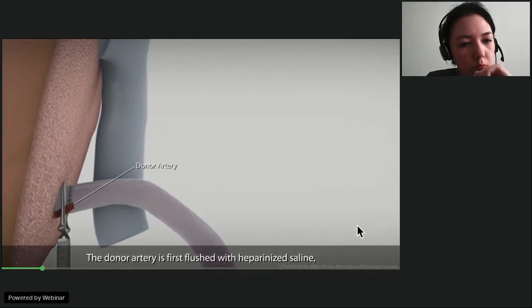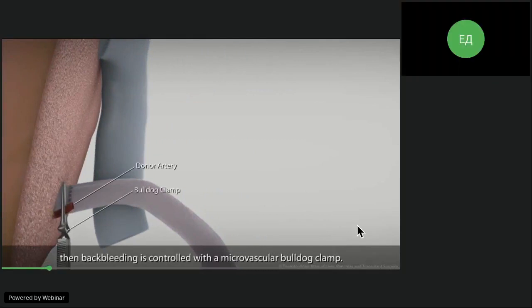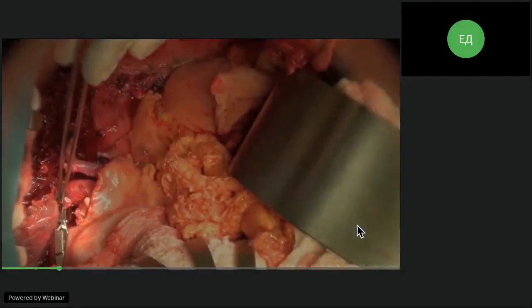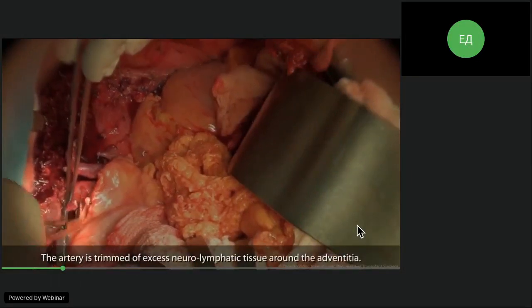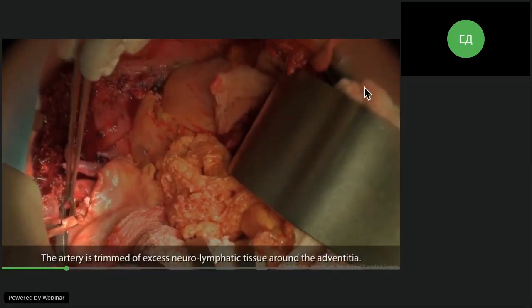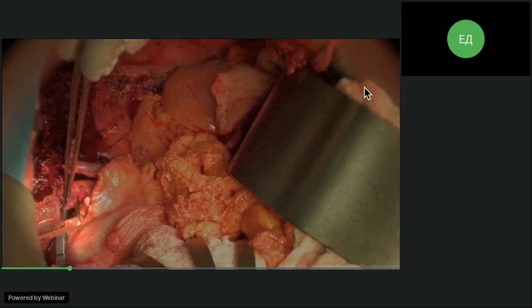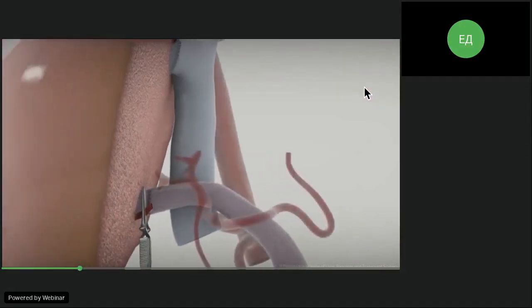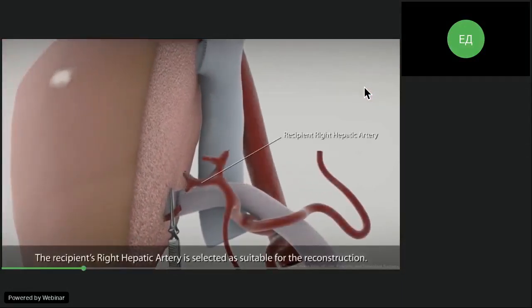The donor artery is first flushed with heparinized saline, then backbleeding is controlled with a microvascular bulldog clamp. The artery is trimmed of the excess neurolymphatic tissue around the adventitia. The recipient's right hepatic artery is selected as suitable for the reconstruction.